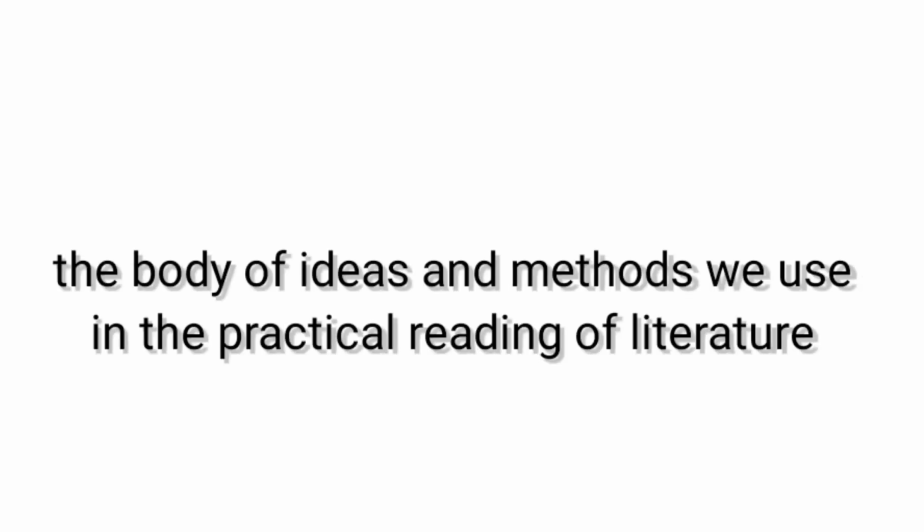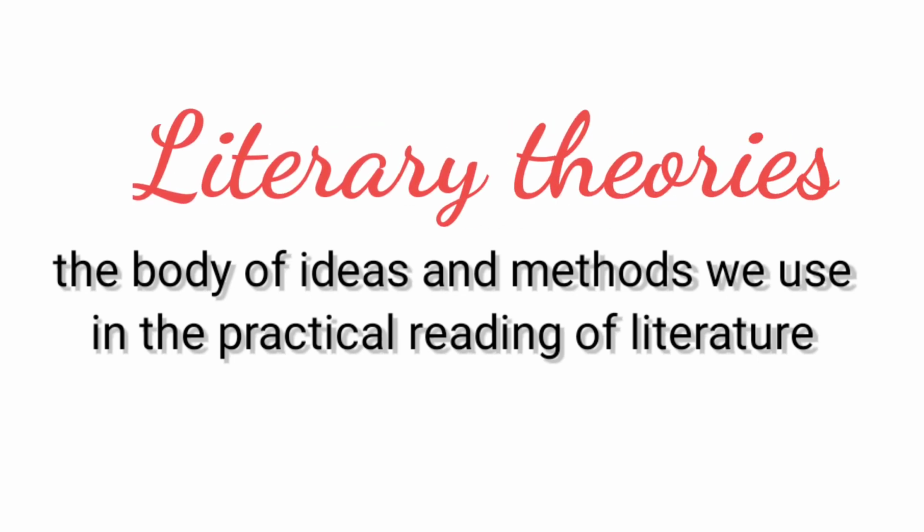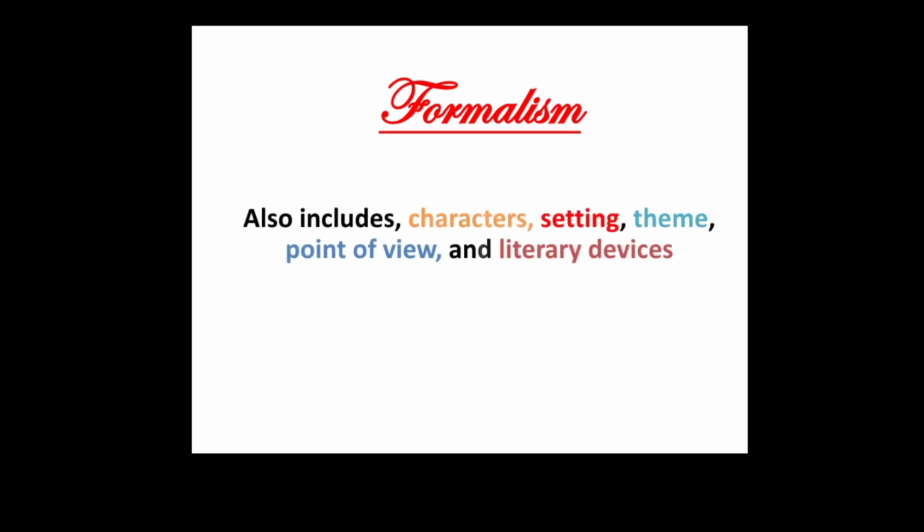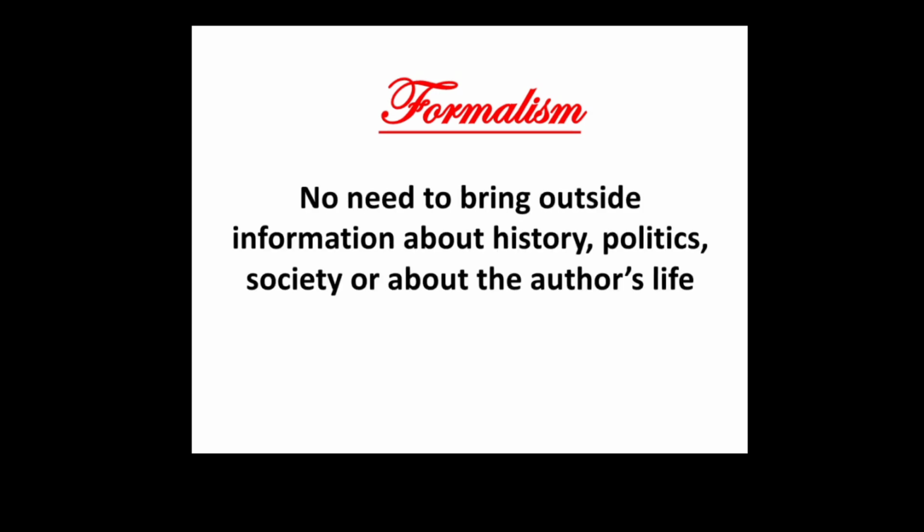Let's now talk about the body of ideas and methods we use in the practical reading of literature, otherwise known as literary theories. Formalism. Formalism focuses on the following elements: the exposition, the rising action, conflict, complication, climax, falling action, and denouement. It also includes characters, setting, theme, point of view, and literary devices. Hence, form. No need to bring outside information about history, politics, society, or about the author's life. It focuses on itself and its form.